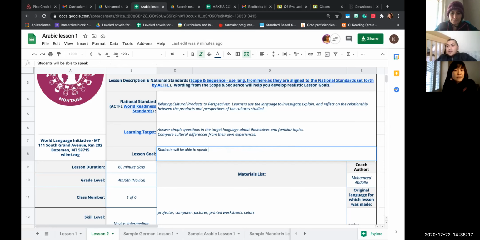Maybe to identify the... is this the same thing as recognizing the difference? To identify. So let's say: students will be able to identify Arabic food, cultures, and music from different countries, or Arabic cultural elements. That sounds good. Okay, that sounds really good. Okay. Yeah, and you're right.